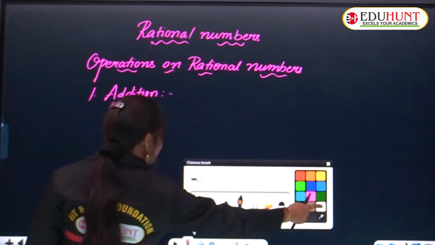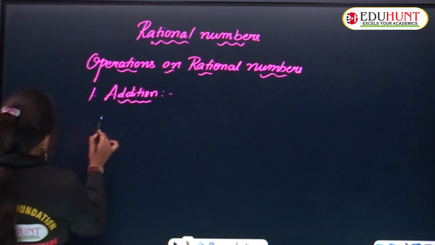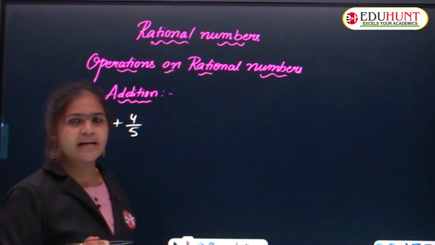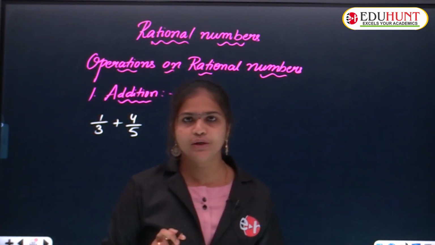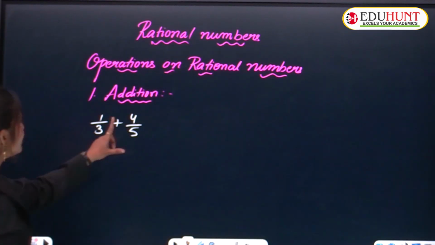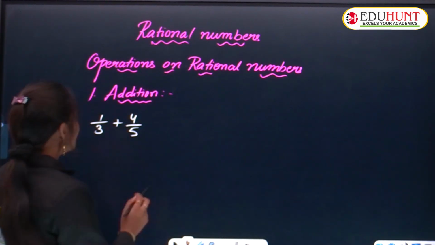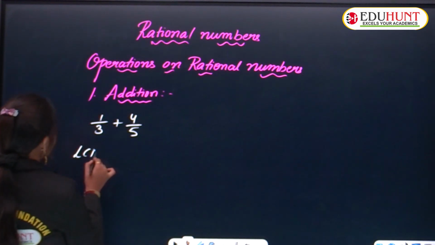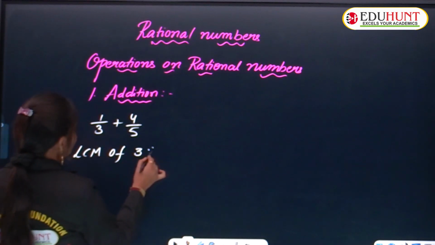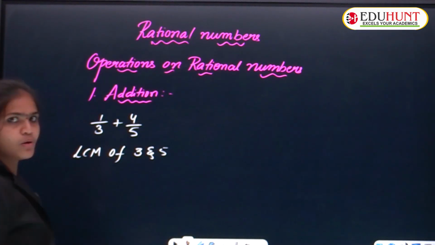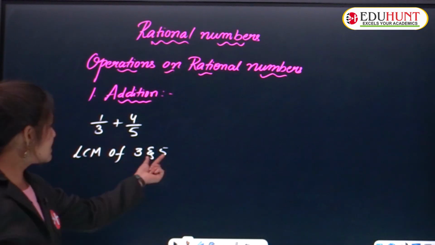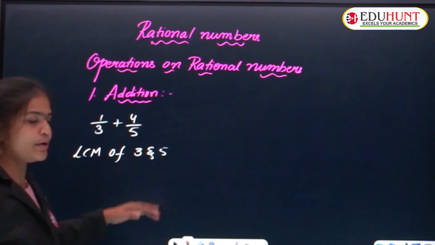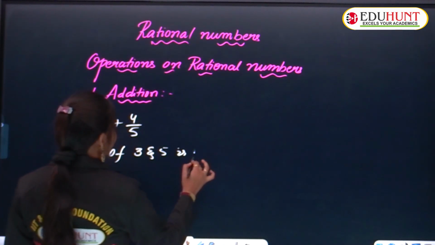Okay? Now here see the first one, 1 by 3 plus 4 by 5. Children, we know how to add two like fractions. So here we will see how to add two unlike rational numbers, two positive unlike rational numbers. What can we take here? First we need to take the LCM of the denominators, 3 and 5. These two numbers are prime numbers only. So how can we take the LCM? By taking the product, 3 into 5 is 15.